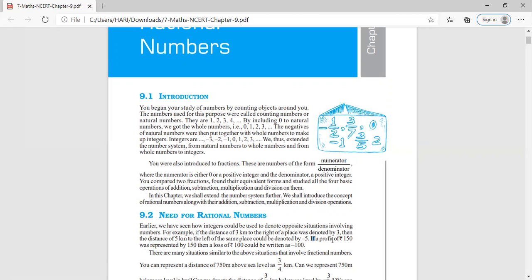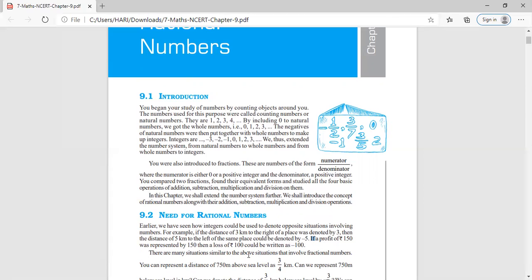Similarly, if a profit of rupees 150 was represented by 150, then a loss of rupees 100 could be written as -100. For representing profit, we use positive integers. Then the opposite of profit is loss, so for representing loss, we have to use negative integers.